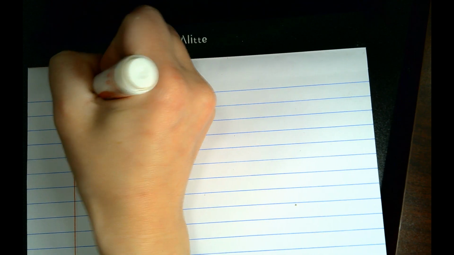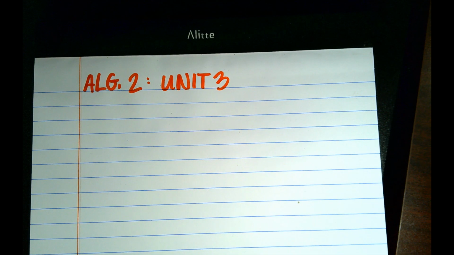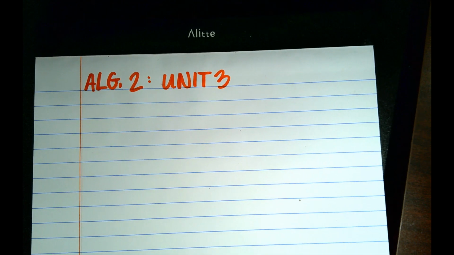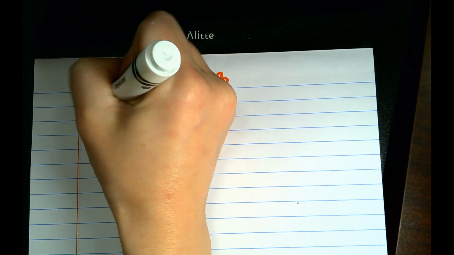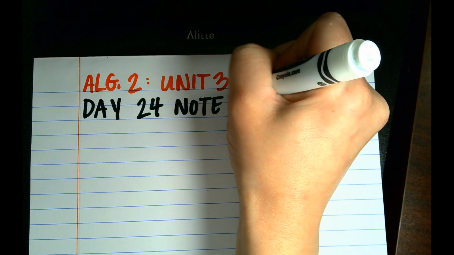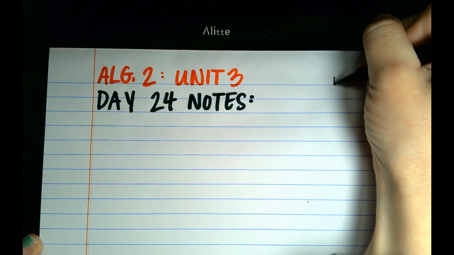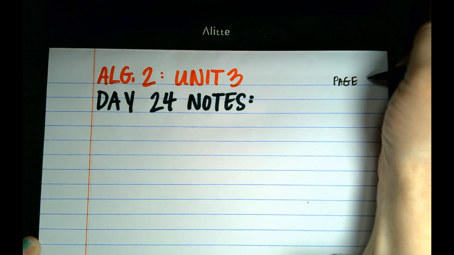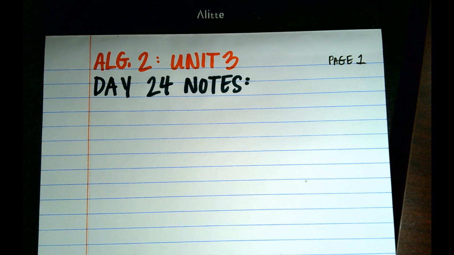Let me title my note page. Algebra 2, Unit 3. And today is day 24. So I'm going to write day 24. Okay. And this is page 1. And we will title this page Elimination.